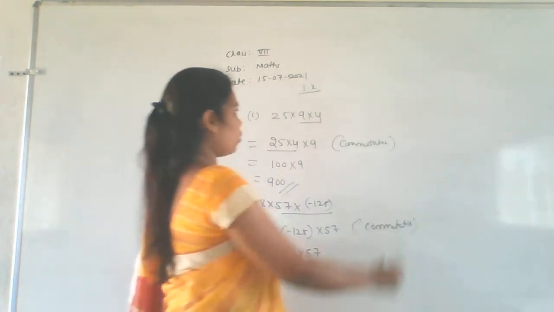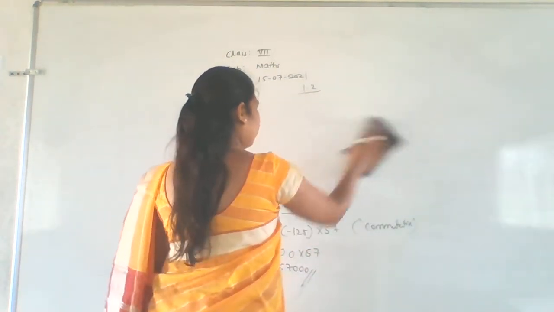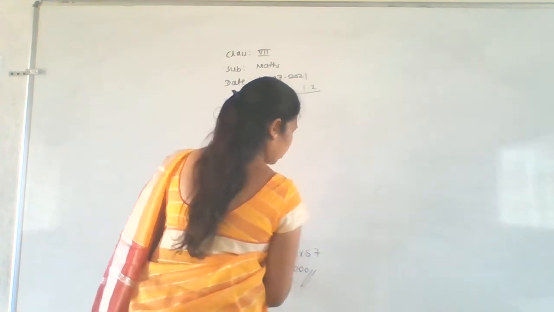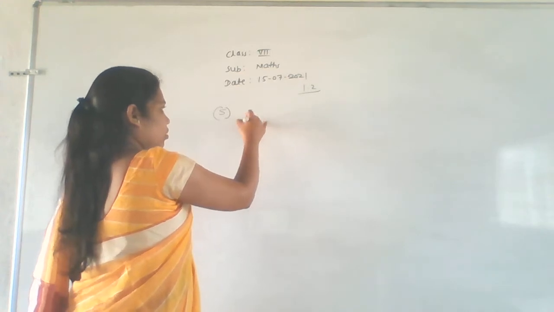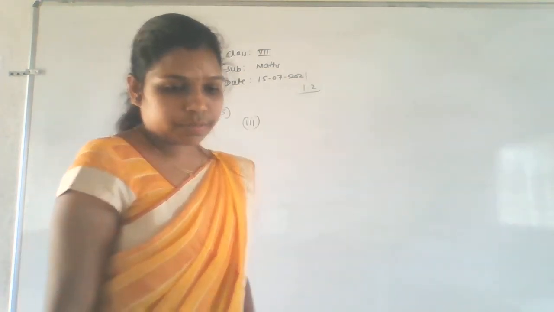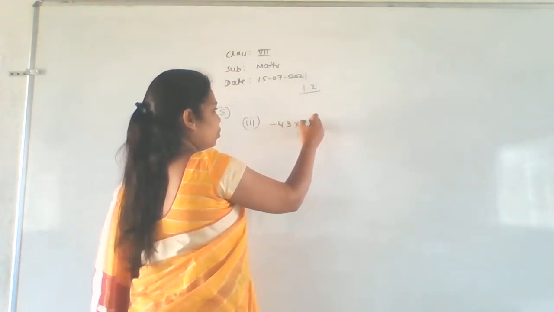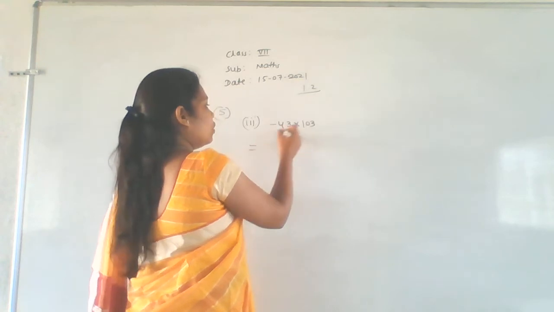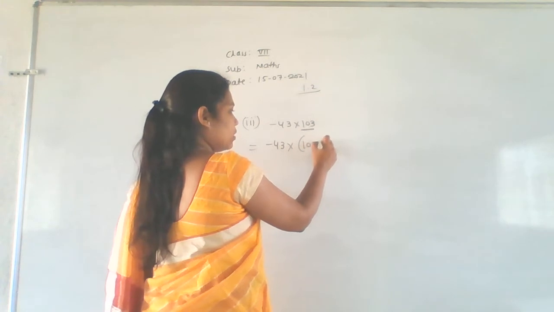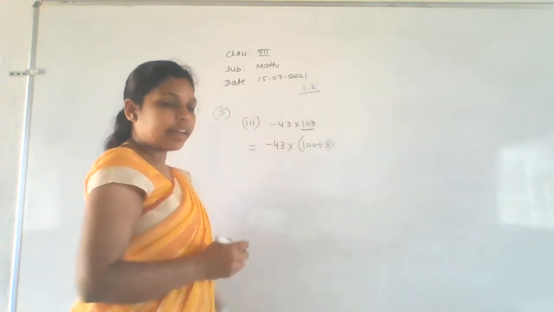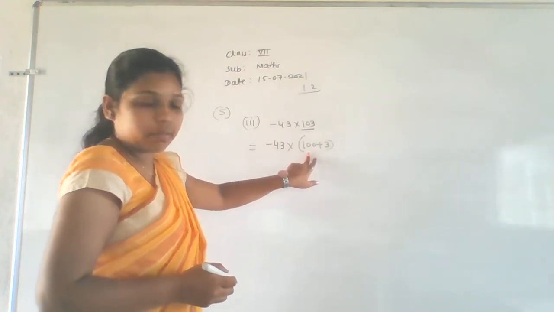Yes. So next we'll go for the third one. Third one. Minus 43 into 103 given. Okay. So minus 43 as it is. 103 can be written as 100 plus 3. Yes, we can write 100 plus 3. Right? 103 can be written as 100 plus 3.